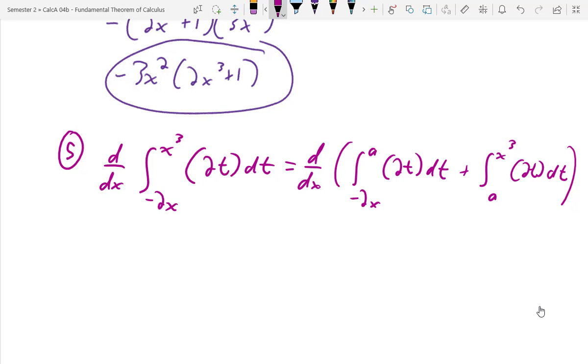Now this left one we can switch because my second fundamental theorem works when I have a constant as the lower limit. So we're going to go from a to negative 2x and pull a negative out and make this 2t dt, plus the integral from a to x cubed of 2t dt.